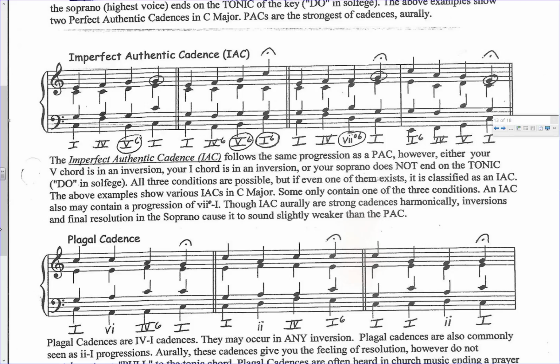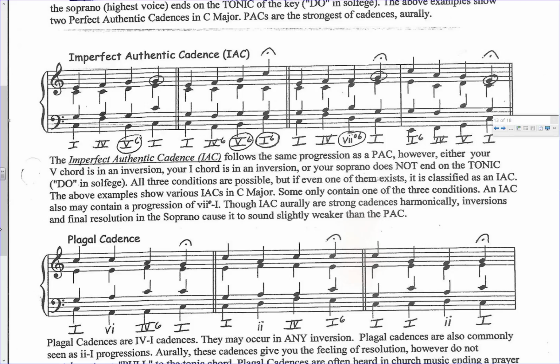Though imperfect authentic cadences aurally are strong cadences harmonically, inversions and final resolutions in the soprano cause it to sound slightly weaker than the perfect authentic cadence. Let's listen to the first measure, where we're in C major and we have a 1 chord to a 4 chord, to a 5/6 chord, to a 1 chord.